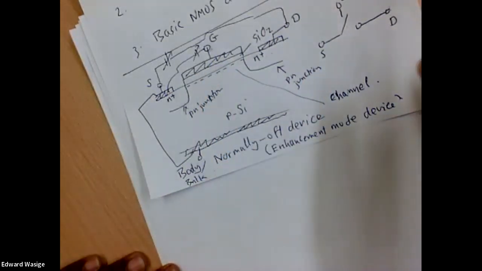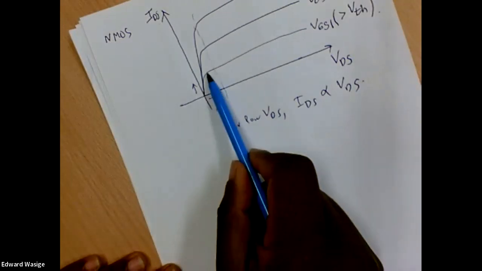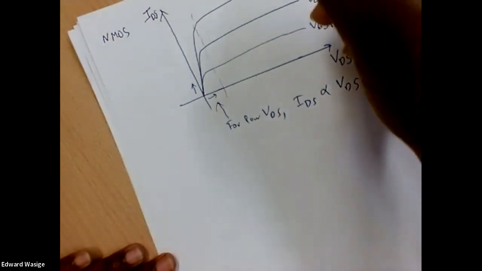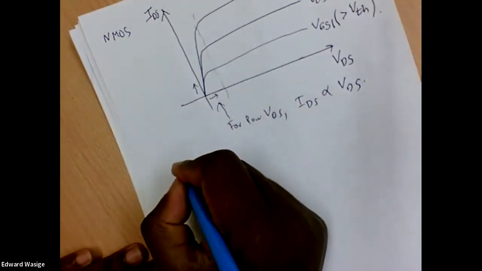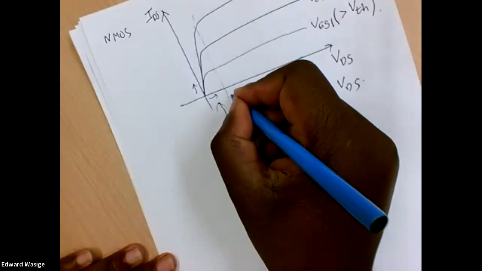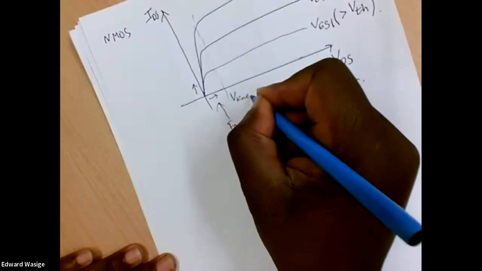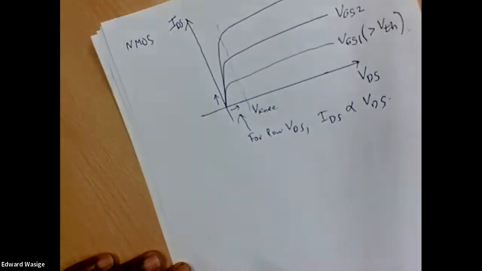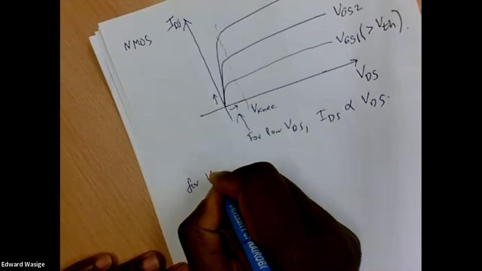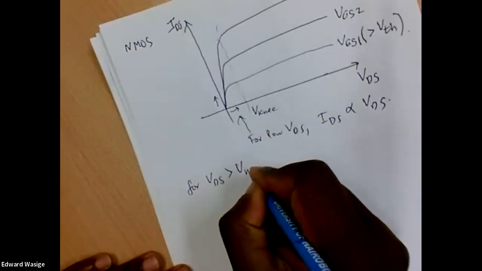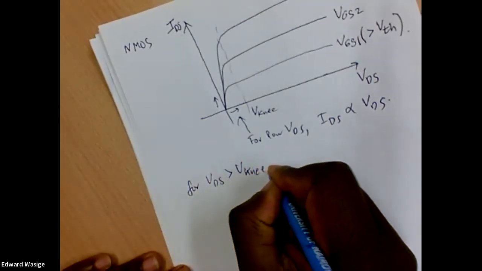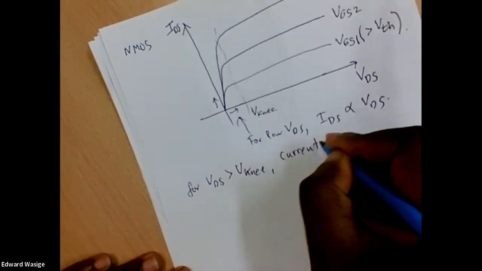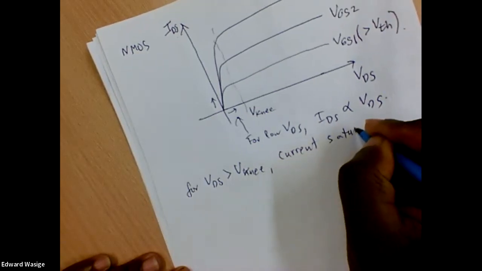But after some time, the current levels off, and the reason for that is, if I call this V knee, that's called the knee voltage, where it looks like a knee, where the current flattens out. For VDS greater than V knee, the current saturates.